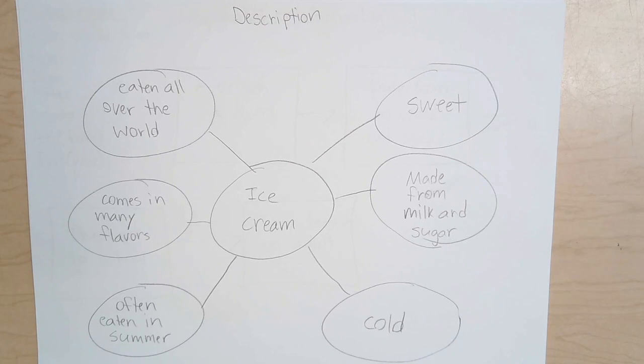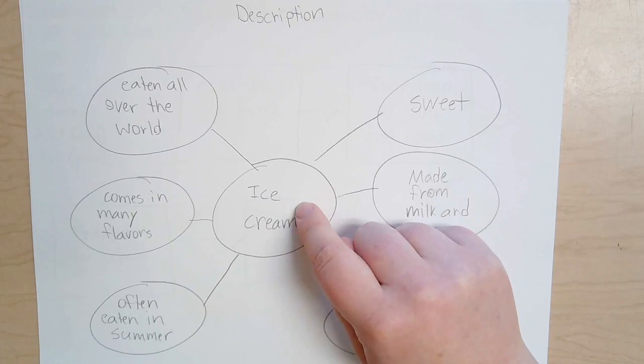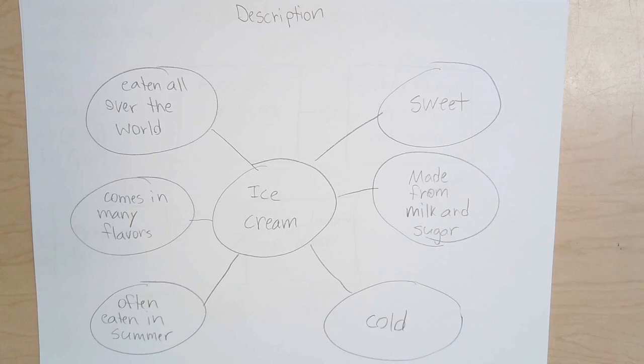So let's say for some reason you were reading an article about ice cream. You might make a bubble map where you put the topic, ice cream, in the middle, and then surrounding it you have the different details about the ice cream. It's sweet, it's made from milk and sugar, it's cold, often you eat it in the summer, it comes in a lot of flavors, and it's eaten all over the world.